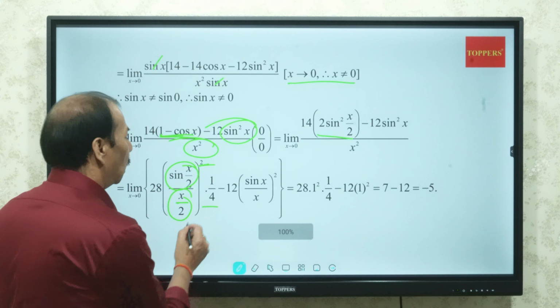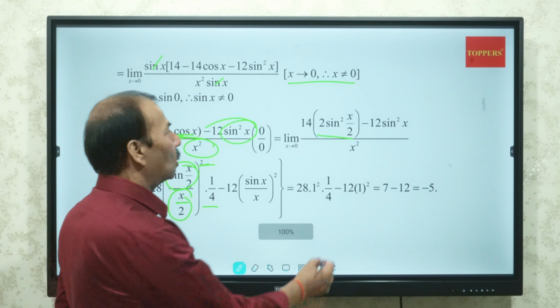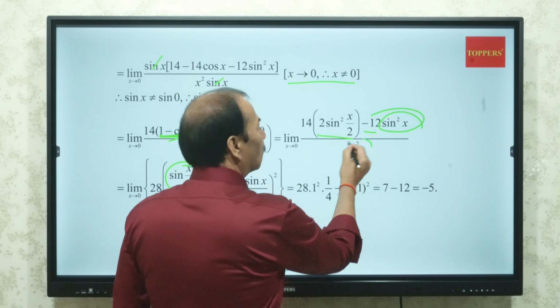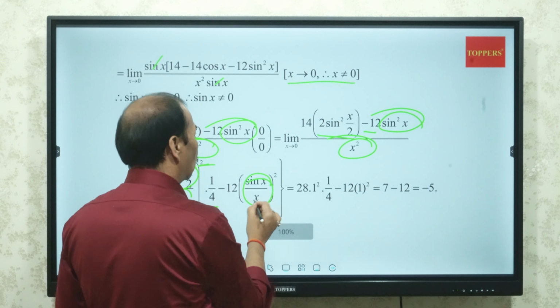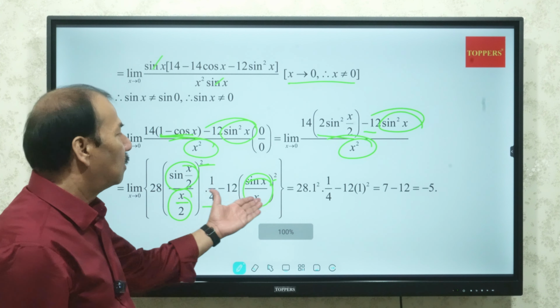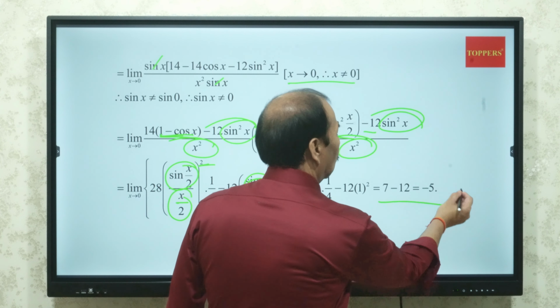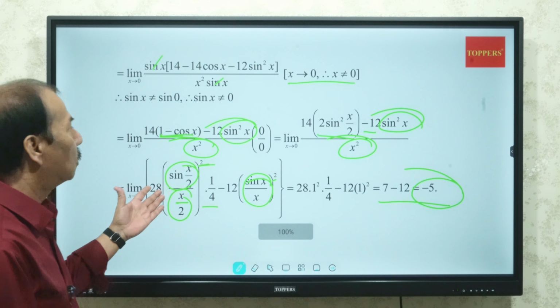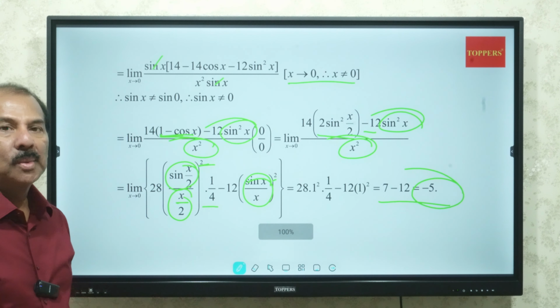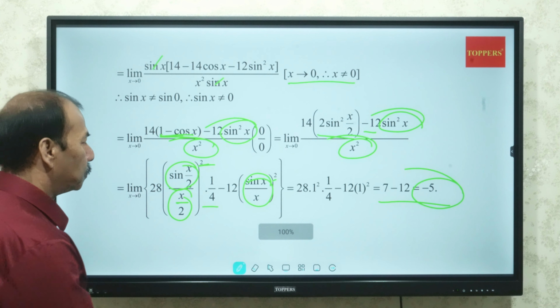So this is multiplied by 1 by 4 minus of this 12. So sin square x upon x square, so this is your sin x upon x whole square. Simplify the value, substitute the values and simplify it, and we are getting this as minus 5. So limiting value of this function is equal to minus 5.